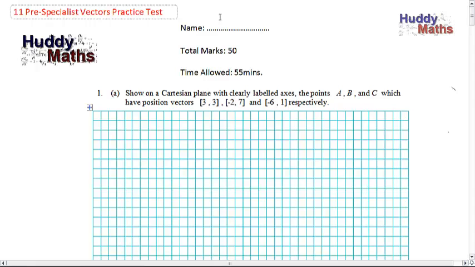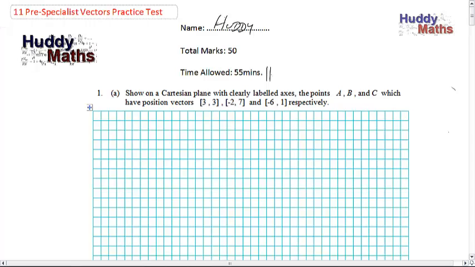What I want you to do now is to put your name on the paper, and then what we're going to do is go through one by one each of these questions. You pause the presentation, have a go, and then after question 10, I'll come back and you can watch me do each of the questions. Have a look up here. Time allowed 55 minutes, so your time is going to start now.